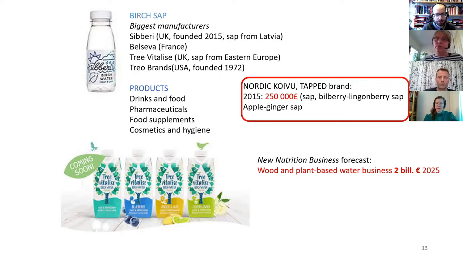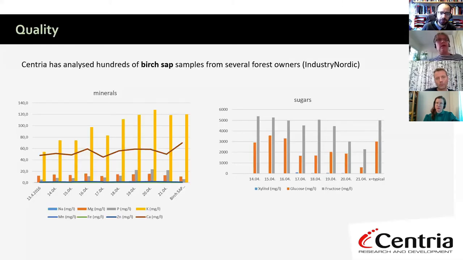And according to the new nutrition business forecast, the wood and plant-based water business should grow into, no, sorry, I can't see it now and don't remember, it's a big number. You can take a look at it afterwards, because these are available for all participants, but a big number, the forecast in 2025. Some examples about the quality characterization work at Centria. So this is an example from the Nordic Industry Nordic project, and we have the analysis results of minerals and sugars of birch sap. And we have analyzed hundreds of birch sap samples from several forest owners during several years.